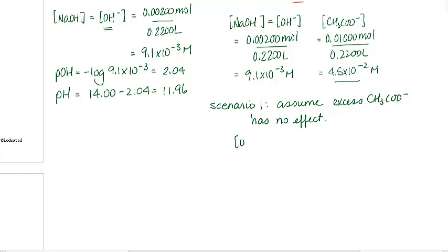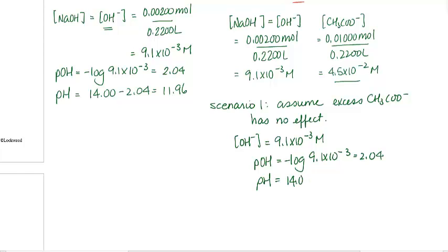So in this case, the OH concentration is going to equal 9.1 times 10 to the minus 3 molar. So the pOH over here is going to be negative log of 9.1 times 10 to the minus 3, which is equal to 2.04. So the pH over here is going to be 14.00 minus 2.04, which is equal to 11.96. Note that this value is exactly the same as that of the strong acid versus strong base titration curve.